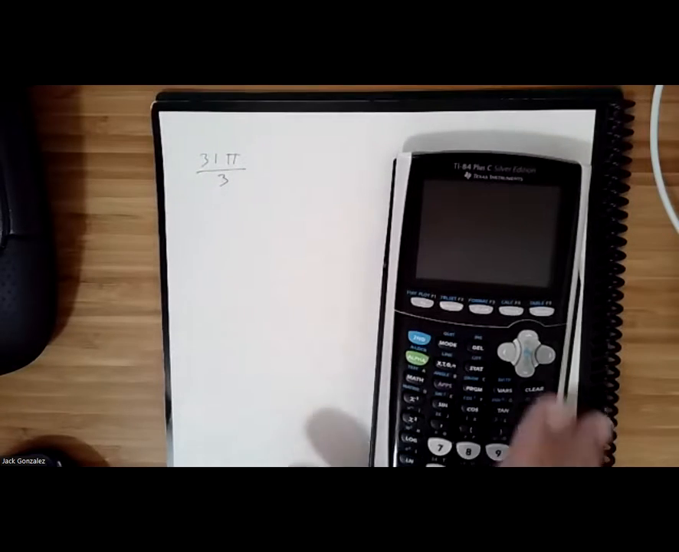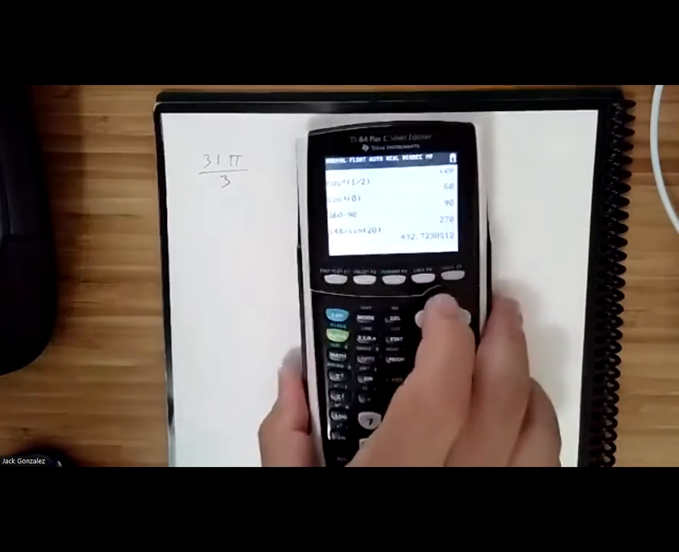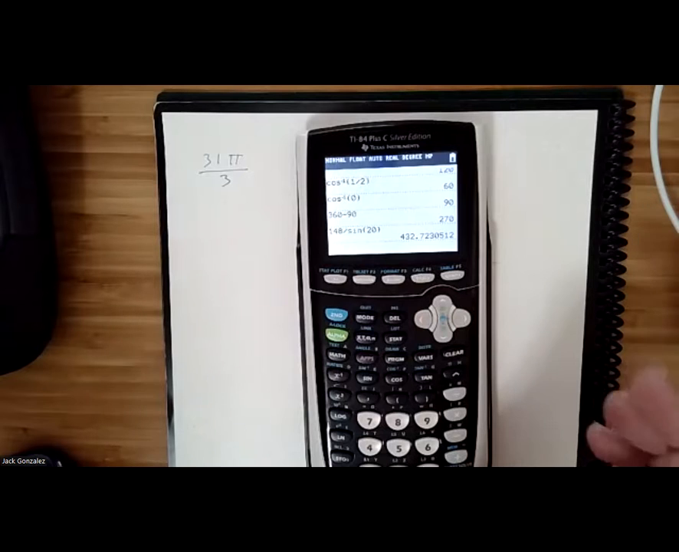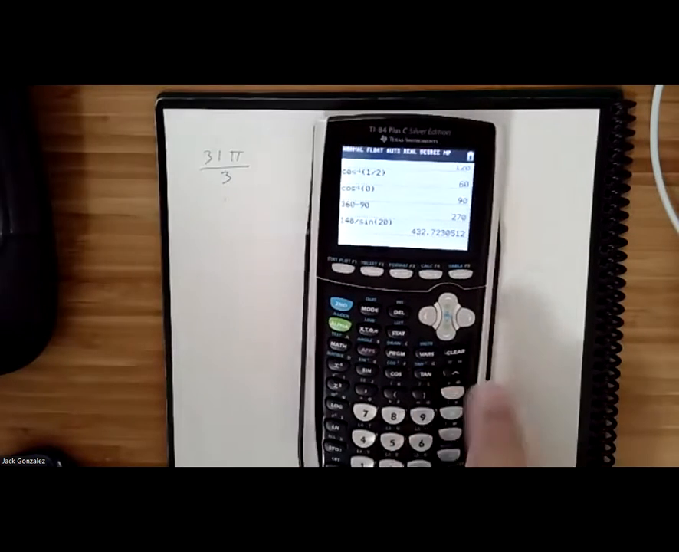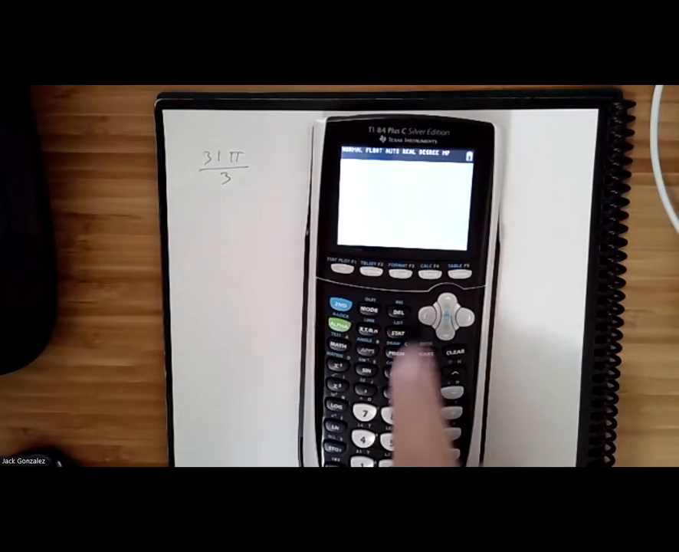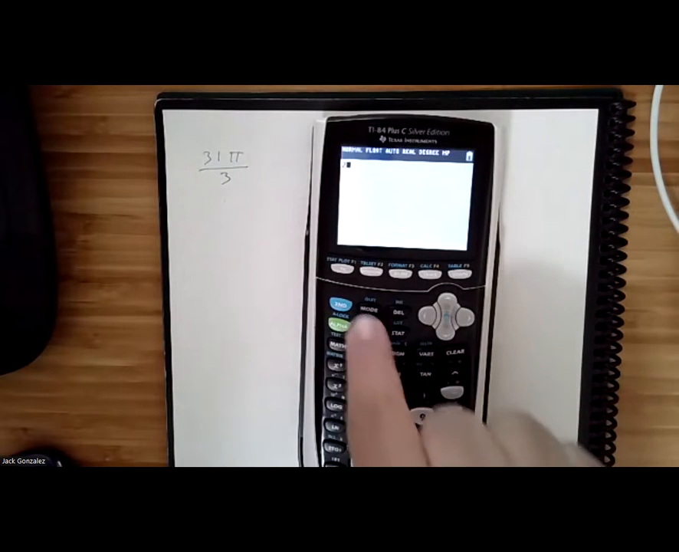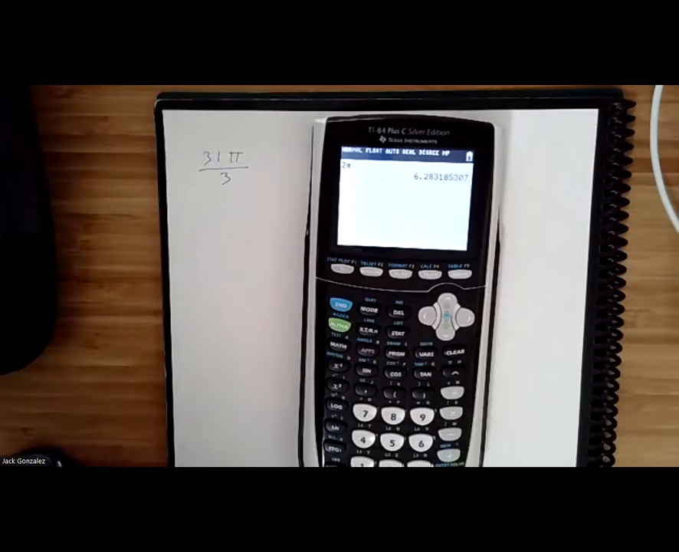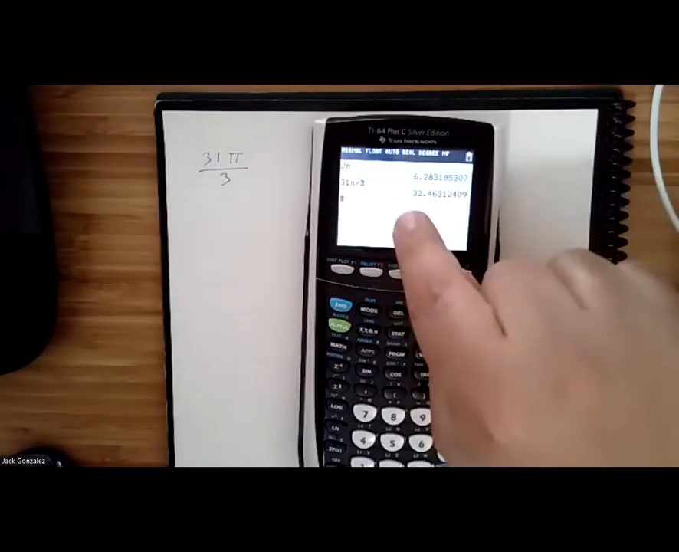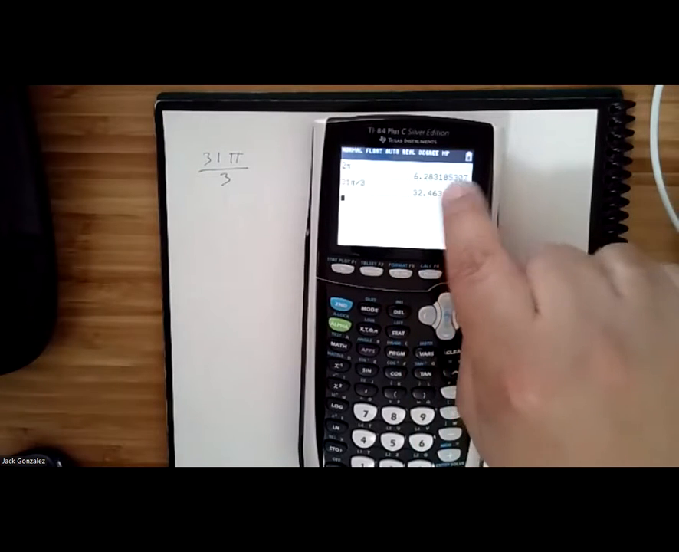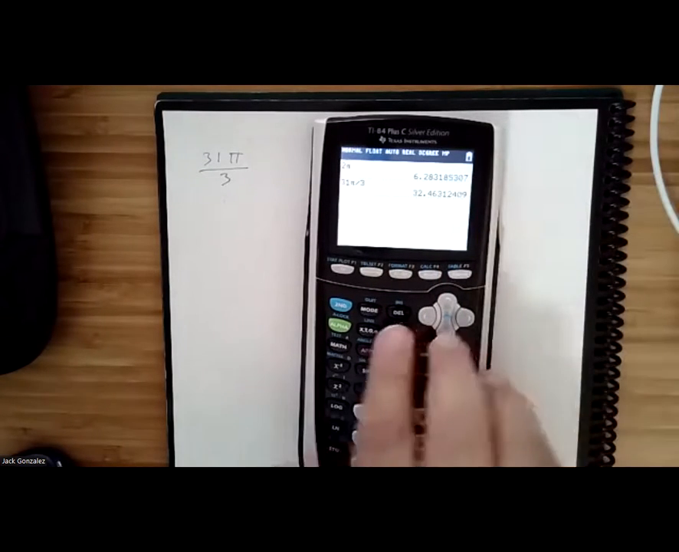Let's see here. So we know that 360 and 2 pi are the same thing, right? As far as distance on the circle or going around the circle. Assuming you all understand that part. 2 pi is technically 6.28 as a decimal. 31 pi divided by 3. Notice that is way bigger than 6.28, right? And you guys see that, or is that too bright?